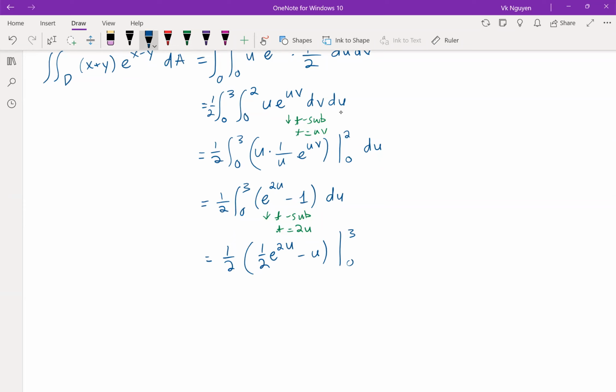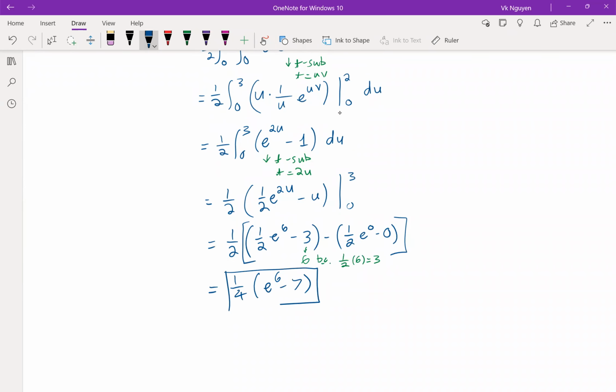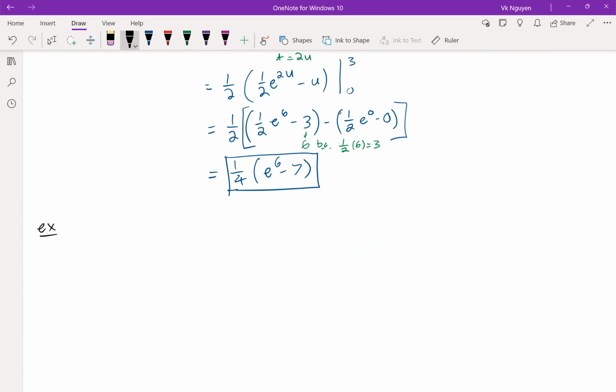0 to 3. Half of 1/2 e to the 3 times 2 is 6, minus 3. Okay. Now I definitely need another one here. At 0, so half of e to the power 0 minus 0.